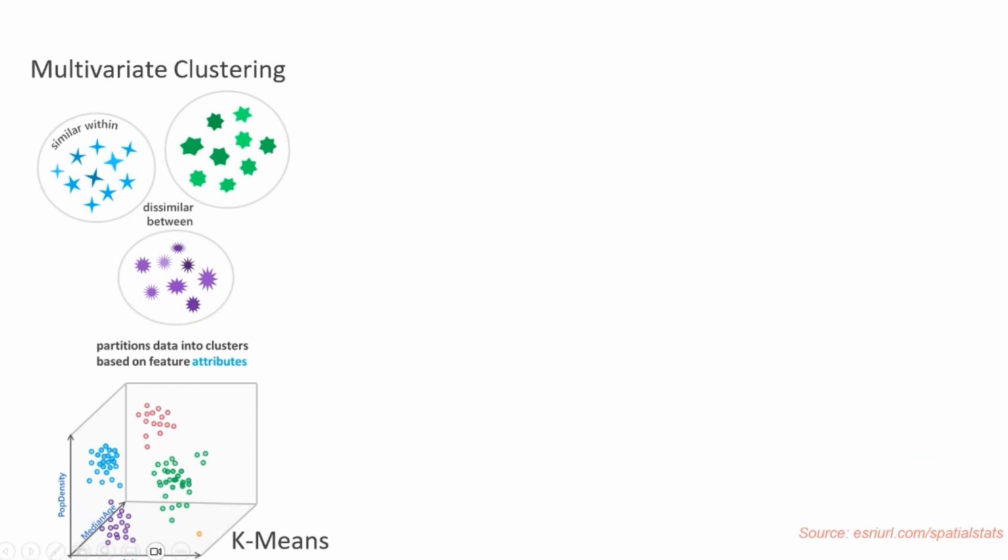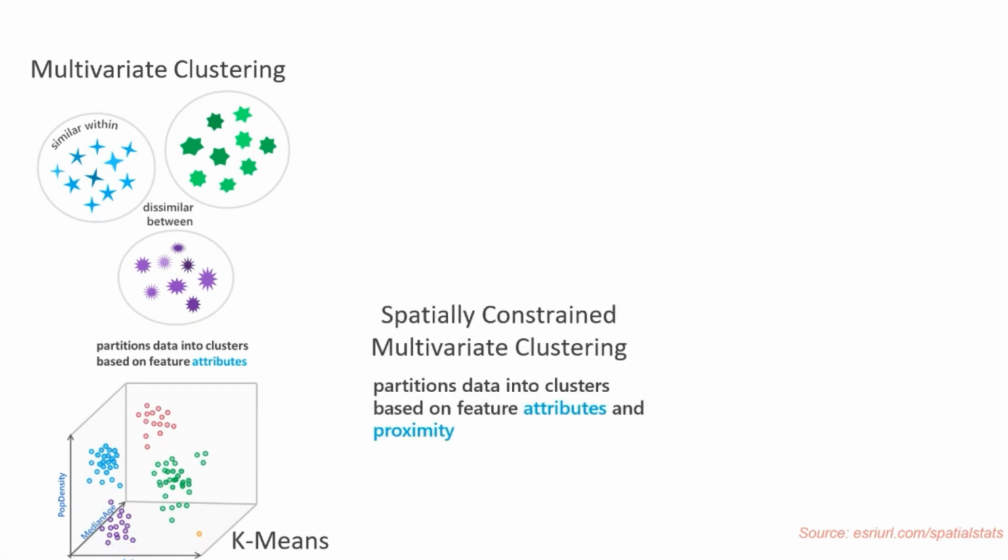So there could be data with high population density and high median age, but low average income. So similarly, you can add multiple variables to your clustering analysis. We also have spatially constrained multivariate clustering.